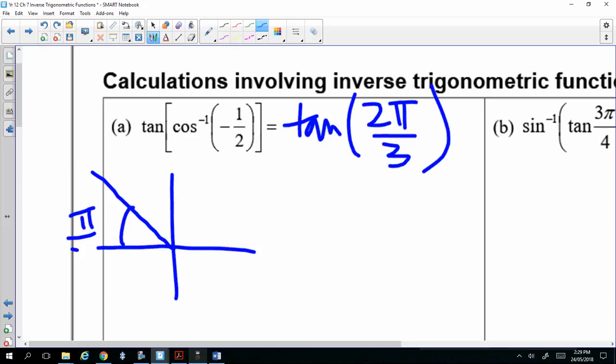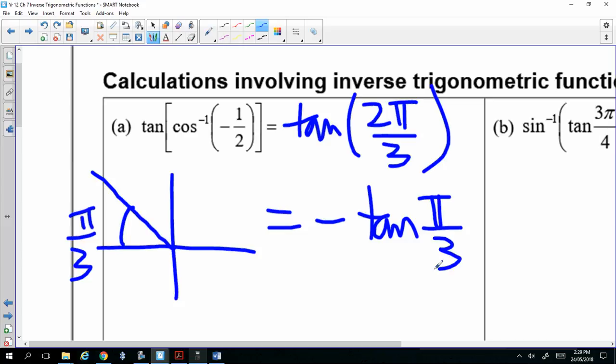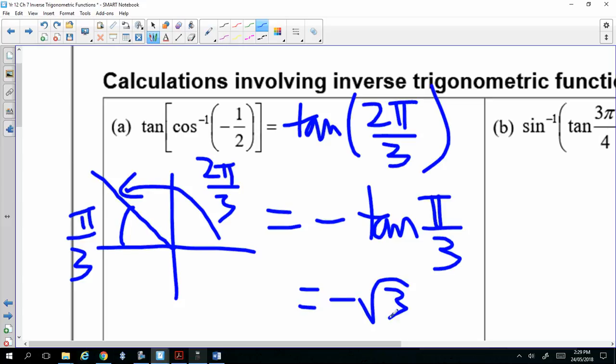This is 2 pi over 3. And then what do you get? You get minus root 3 is your answer. Okay? Alright, try the next one. So you just calculate what's inside, then calculate what's outside. Try the next one.